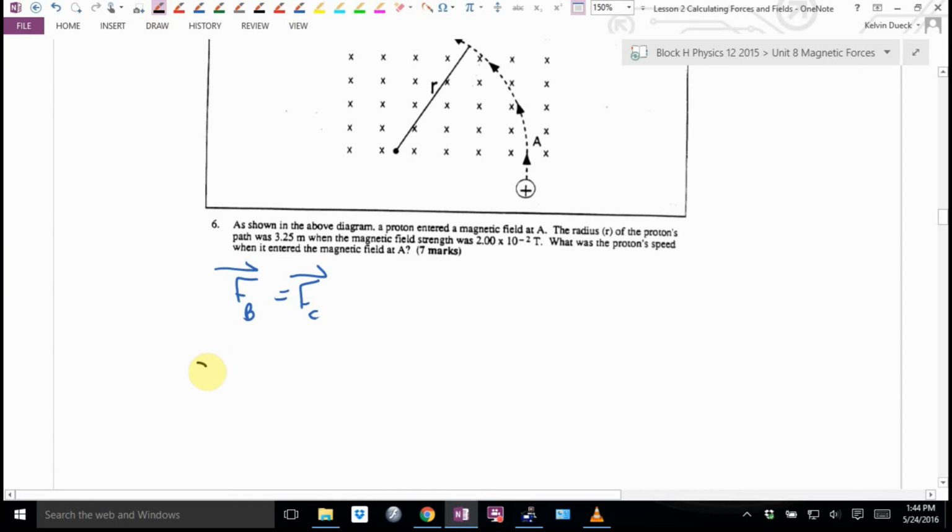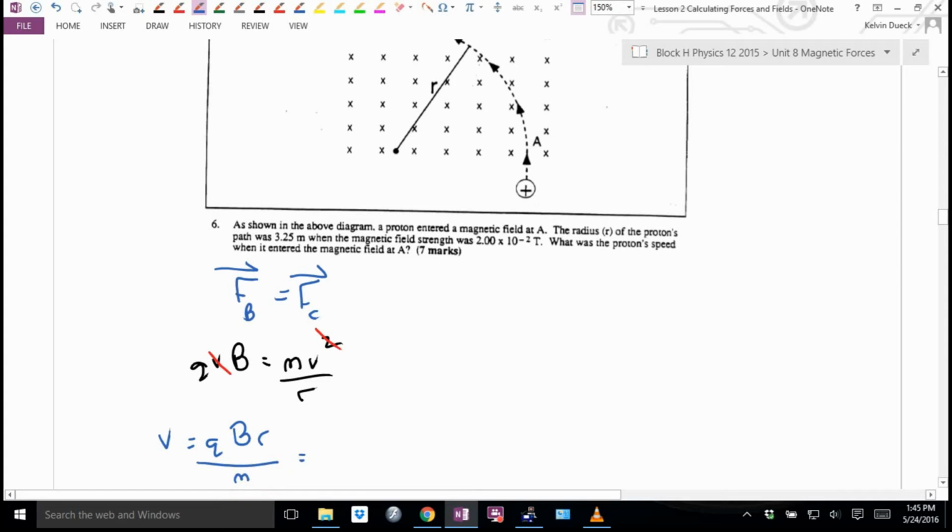Again, we'll end up with QVB equals MV squared over R. One of the V's cancels. Because what do they want me to find this time? How would I get the speed, the V by itself? What will I do with the M? What do I do with the R? Oh, okay. So if I hear you correctly, and I think I do, you're telling me it's going to be Q times B times R divided by M.